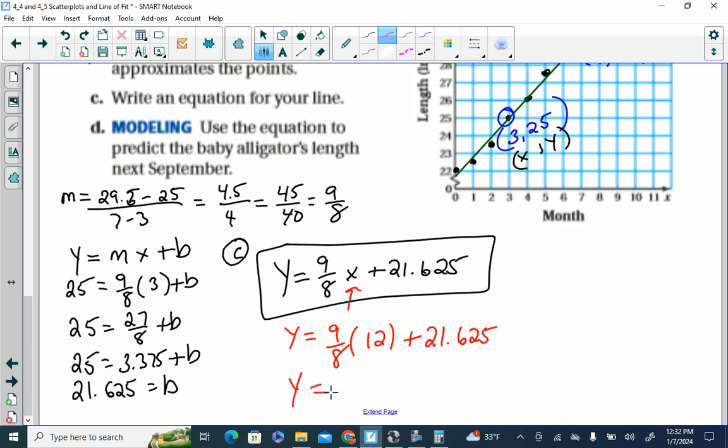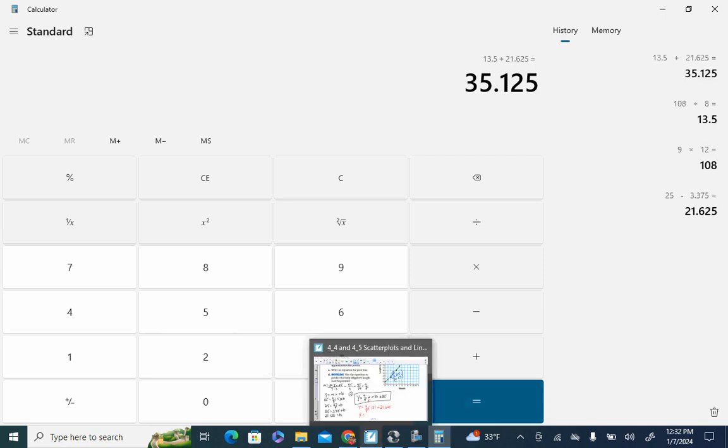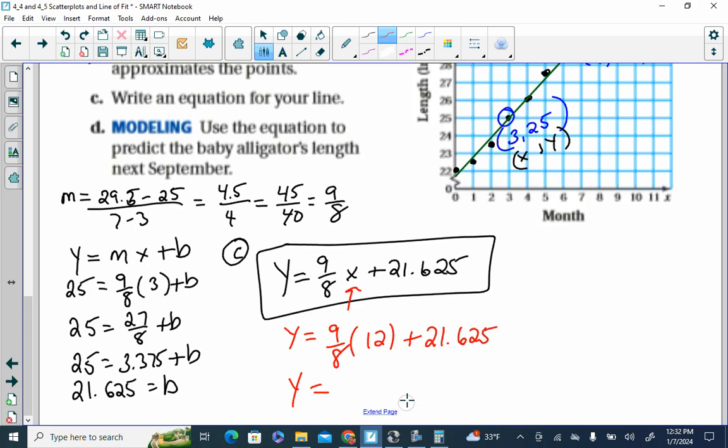And using a calculator is appropriate here, because it just is. So I'm going to do 9 times 12 divided by 8 plus 21.625. Right? That's going to be 9 times 12, clear. 9 times 12, equals, divided by 8, equals, plus 21.625, equals, and I get 35.125. So I get 35.125 inches for the length of the alligator in 12 months.